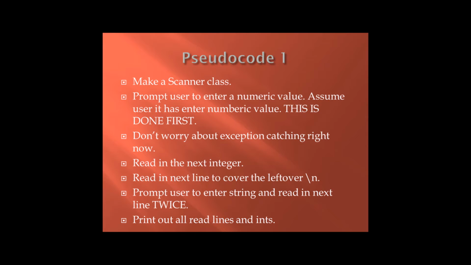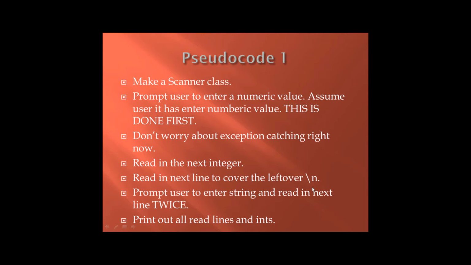Anyway, first of all, you make a scanner class. You prompt the user to enter a numeric value. Assume the user had a numeric value. This is done first. So it's going to be next int. Don't worry about exception catching right now. Then you want to read in the next int.